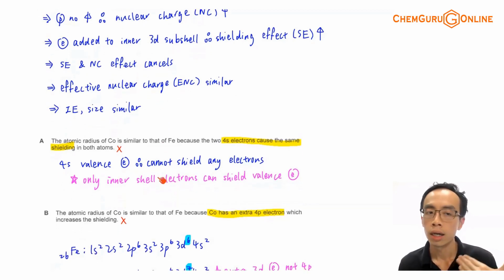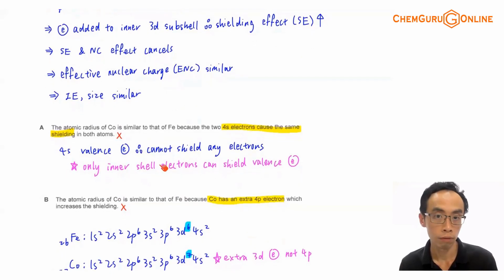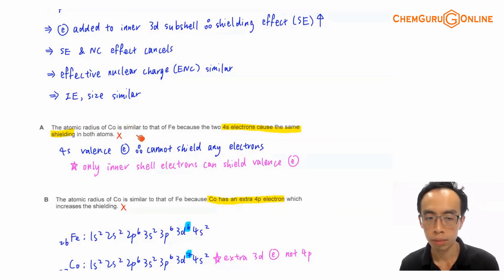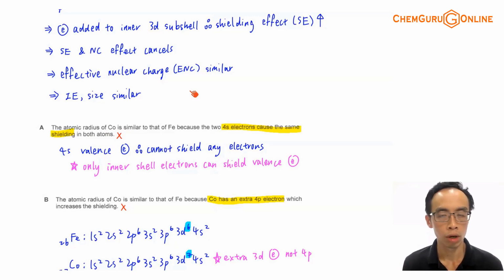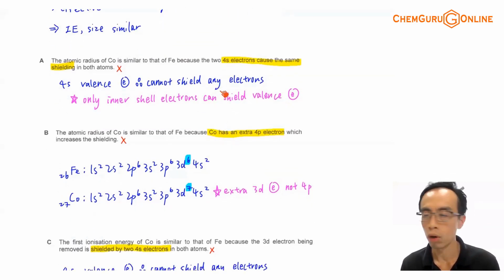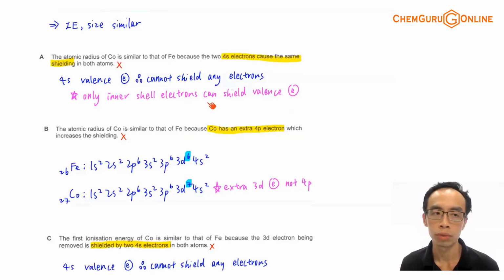So with this in mind, let us run through the options, see which one of them is the best answer. Option A is saying that atomic radius of cobalt is similar to iron because 4s electron causes the same shielding in both atoms. Now, this is a bit weird because 4s electrons are my valence electrons, they are furthest away from the nucleus, they don't block anybody. Only inner shell electrons can shield valence electron. Valence electrons cannot shield each other. A is definitely wrong. Since they are valence electrons, they are not able to block any other electrons in the same principal quantum shell. So A is wrong.